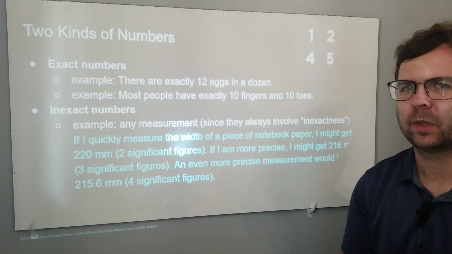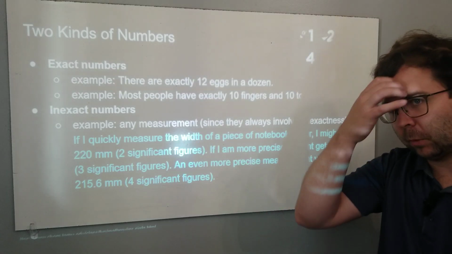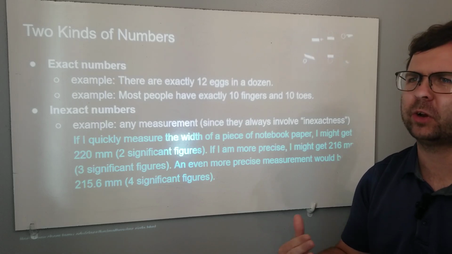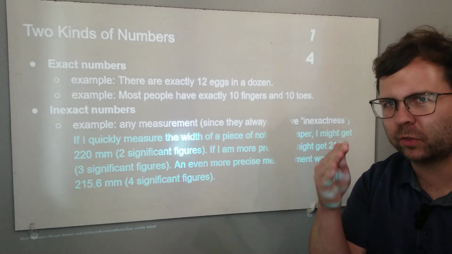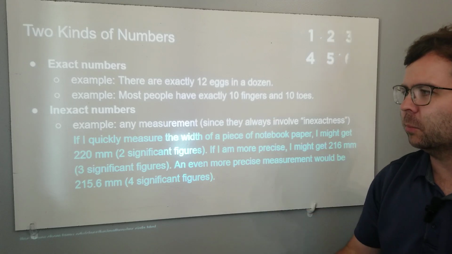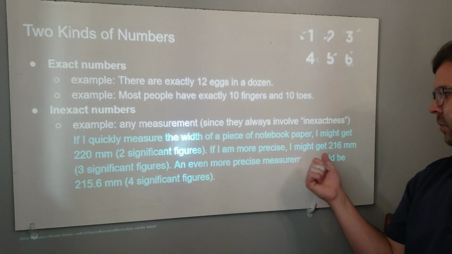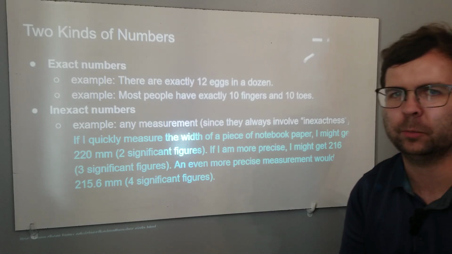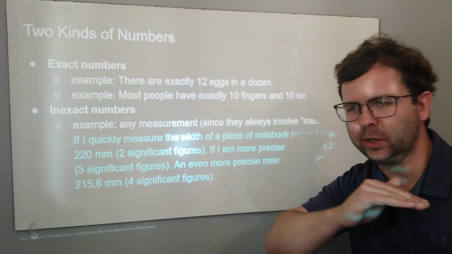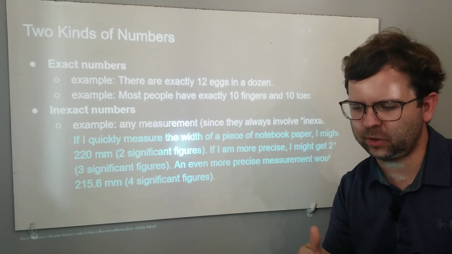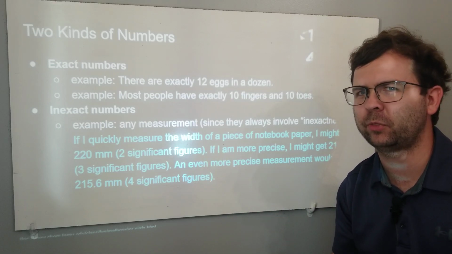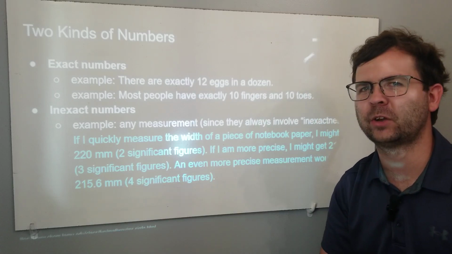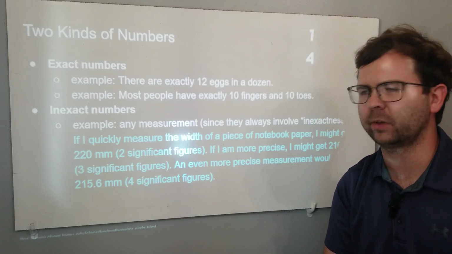So for example, if you measured the width of a piece of paper, you might get 220 millimeters. If you measured it again, but you're a little bit more careful about it, you looked a little bit more closely on your ruler, you might notice, okay, actually, it's 216 millimeters, if I'm being more precise. Now let's say you pulled out a laser level and you really got really good materials and equipment that you can measure the width of the piece of paper with, you might be able to get down to a precision that tells you that paper is actually 215.6 millimeters.